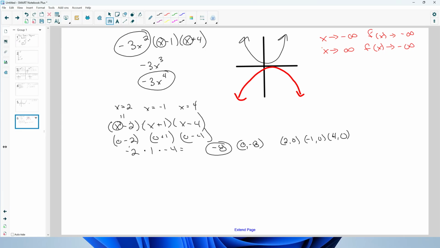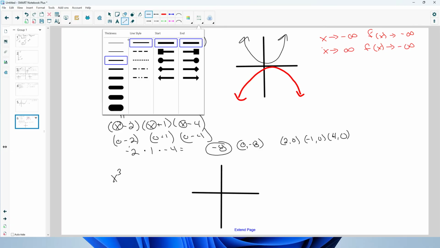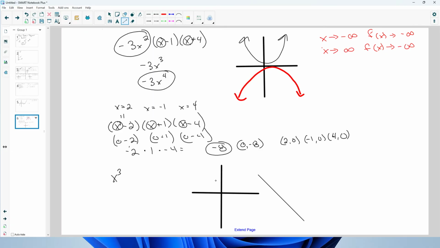Multiply our x's together. X times x times x is x cubed. It's a positive leading coefficient. So I know that as a positive leading coefficient, I'm going to run out of room. Do my best. It's a positive leading coefficient that we always start down here and we end up here, right? Because that's an odd power with a positive coefficient. Let me get rid of this. Maybe. There we go.